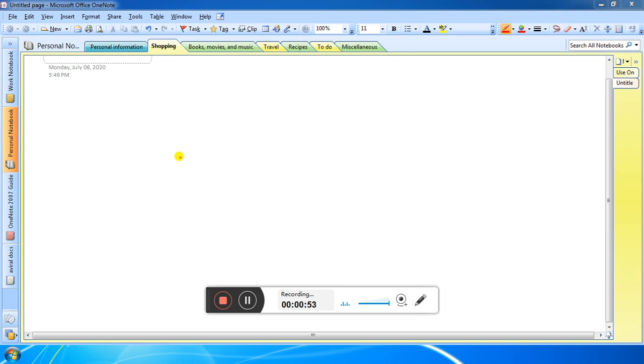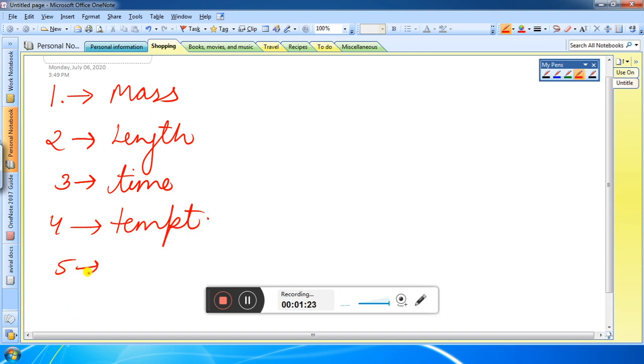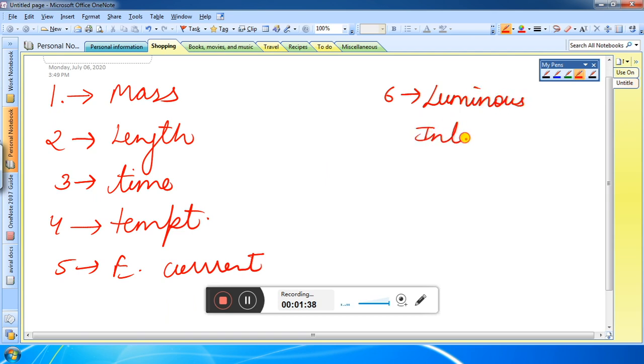of seven fundamental quantities. Let us revise once which fundamental quantities we studied in the previous class. Those 7 quantities were: first one was mass, second was length, third was time, fourth was temperature, fifth was electric current, sixth was luminous intensity, and the last one, seventh, is amount of substance.